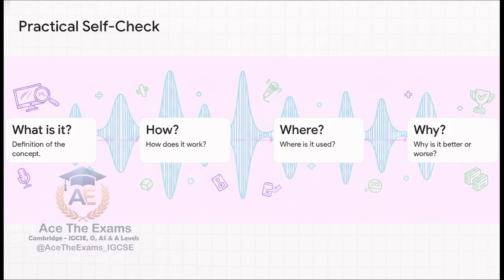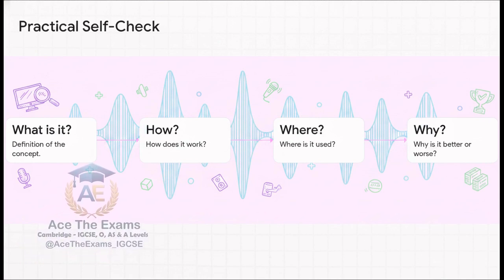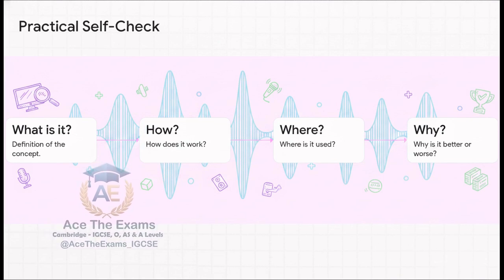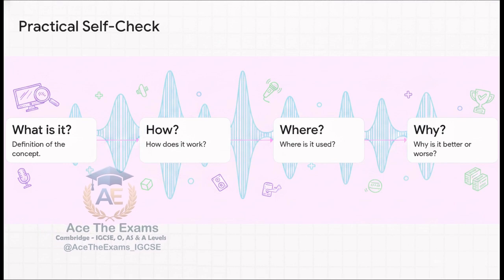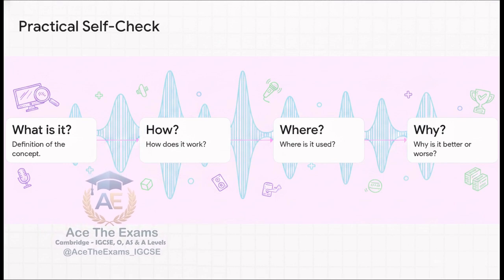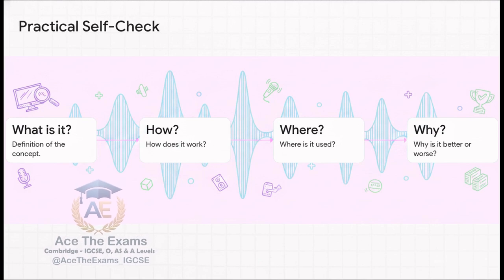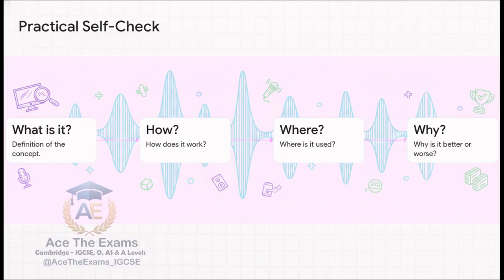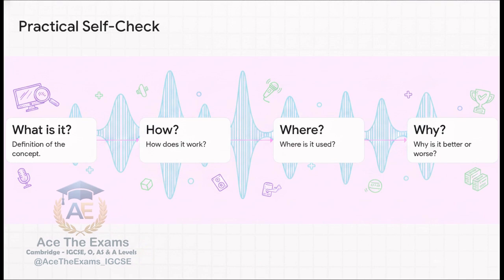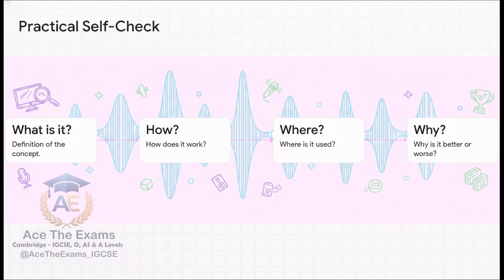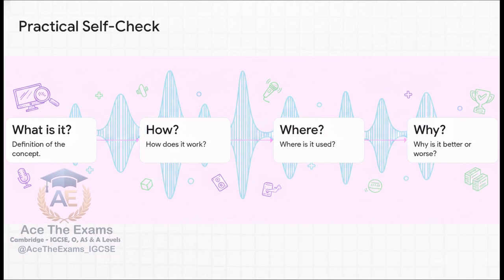Question 1, what is it? Can you define it clearly without looking at the book? Question 2, how does it work? Can you explain the actual sequence or mechanical process step by step? Question 3, where is it used? Can you provide a realistic, real-world scenario where this technology makes sense? And question 4, why is it better or worse? Can you evaluate it against alternatives? For example, evaluating the trade-offs of high resolution versus low resolution.